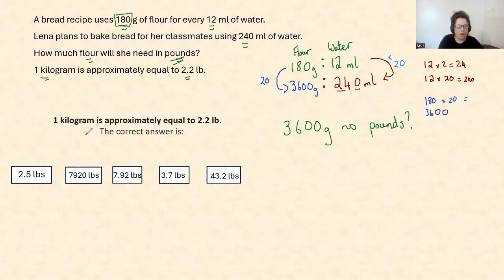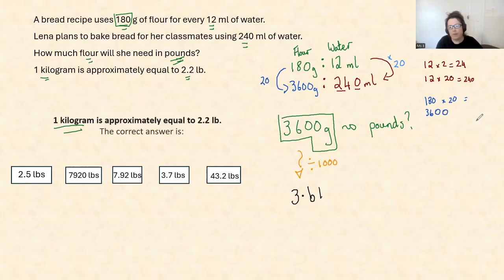What information do they give us over here? They tell us that 1 kilogram, well, is this in kilograms? It's not, it's in grams. So let's convert it so that we have kilograms. To convert grams to kilograms, we divide by 1,000. So 3,600 grams divided by 1,000 is going to be 3.6 kilograms. Let me change that, 3.6 kilograms.